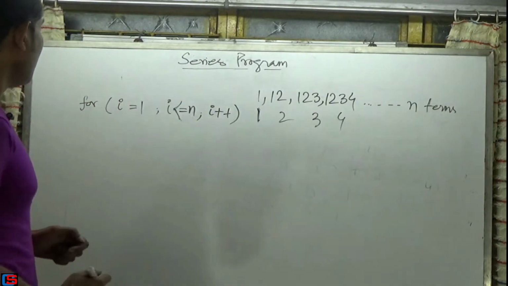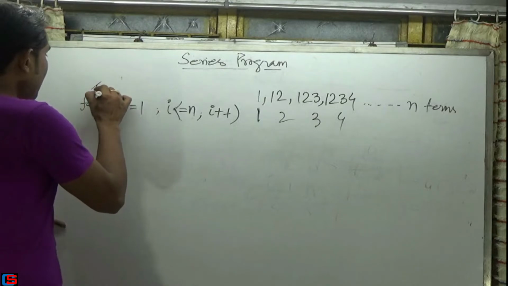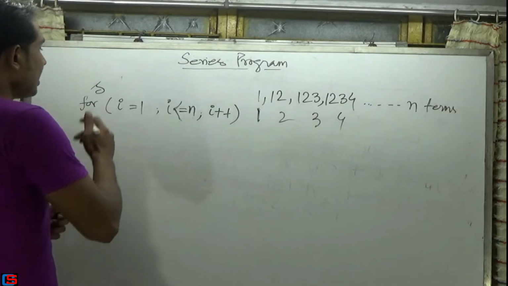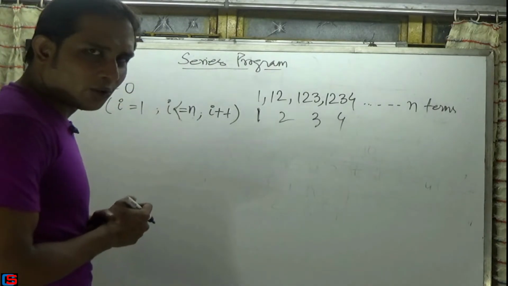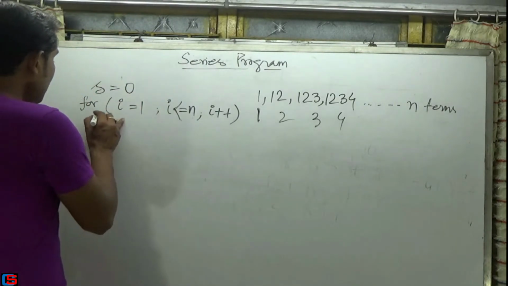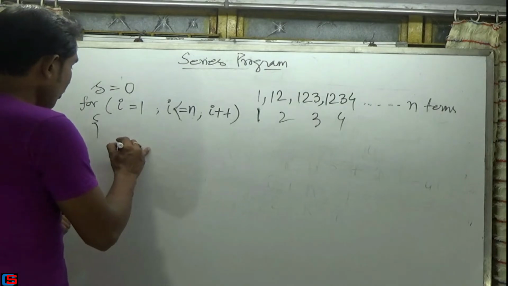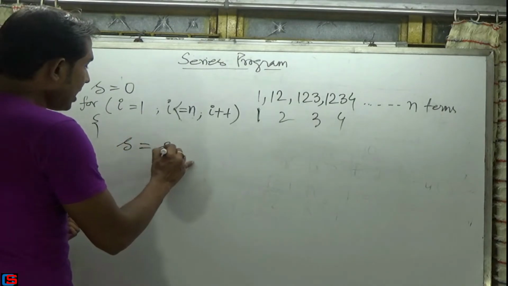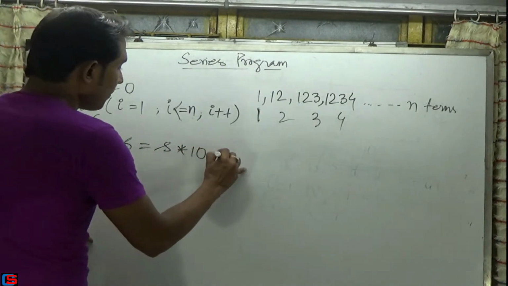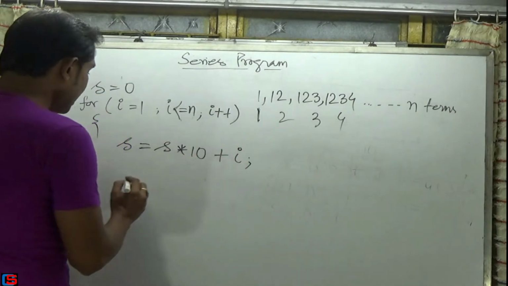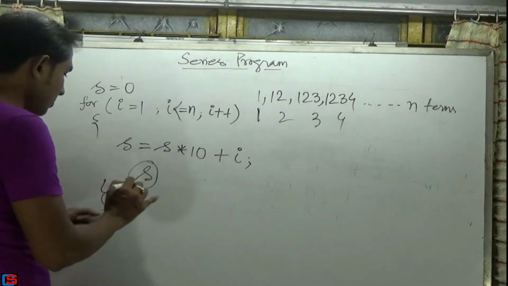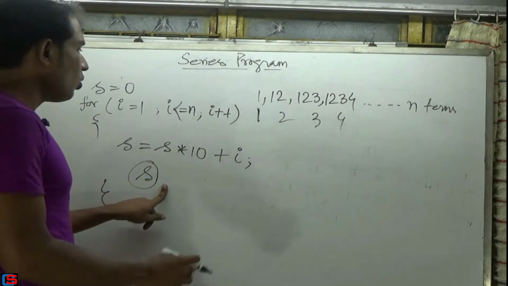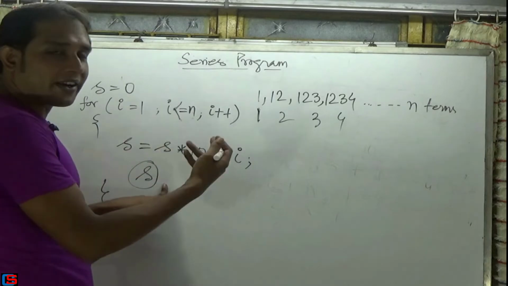Now I am going to declare here, before starting the loop, that s equals 0, assigning a value. Then within this loop I write s equals s into 10 plus i, and after that I print this s in this portion. Now what is the output? Let's dry run the program.